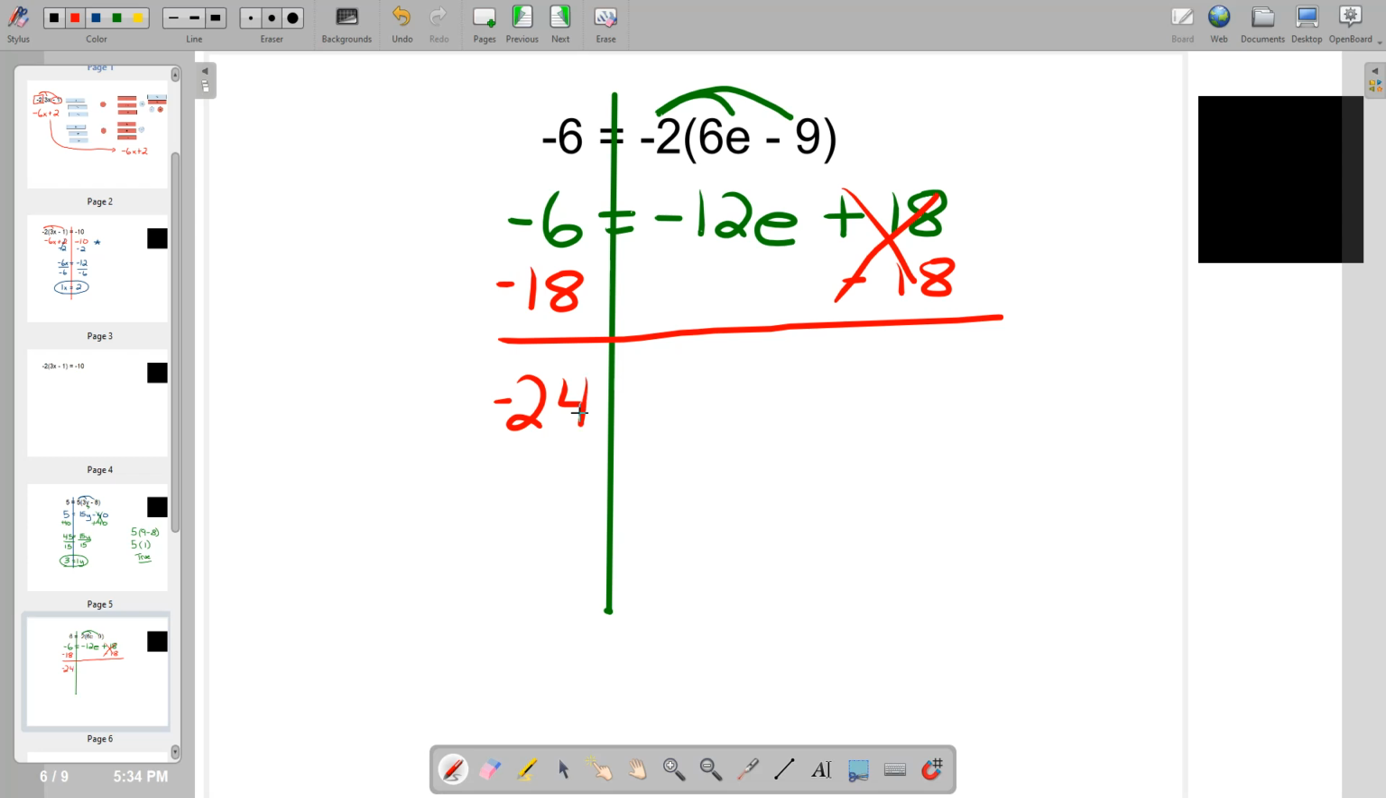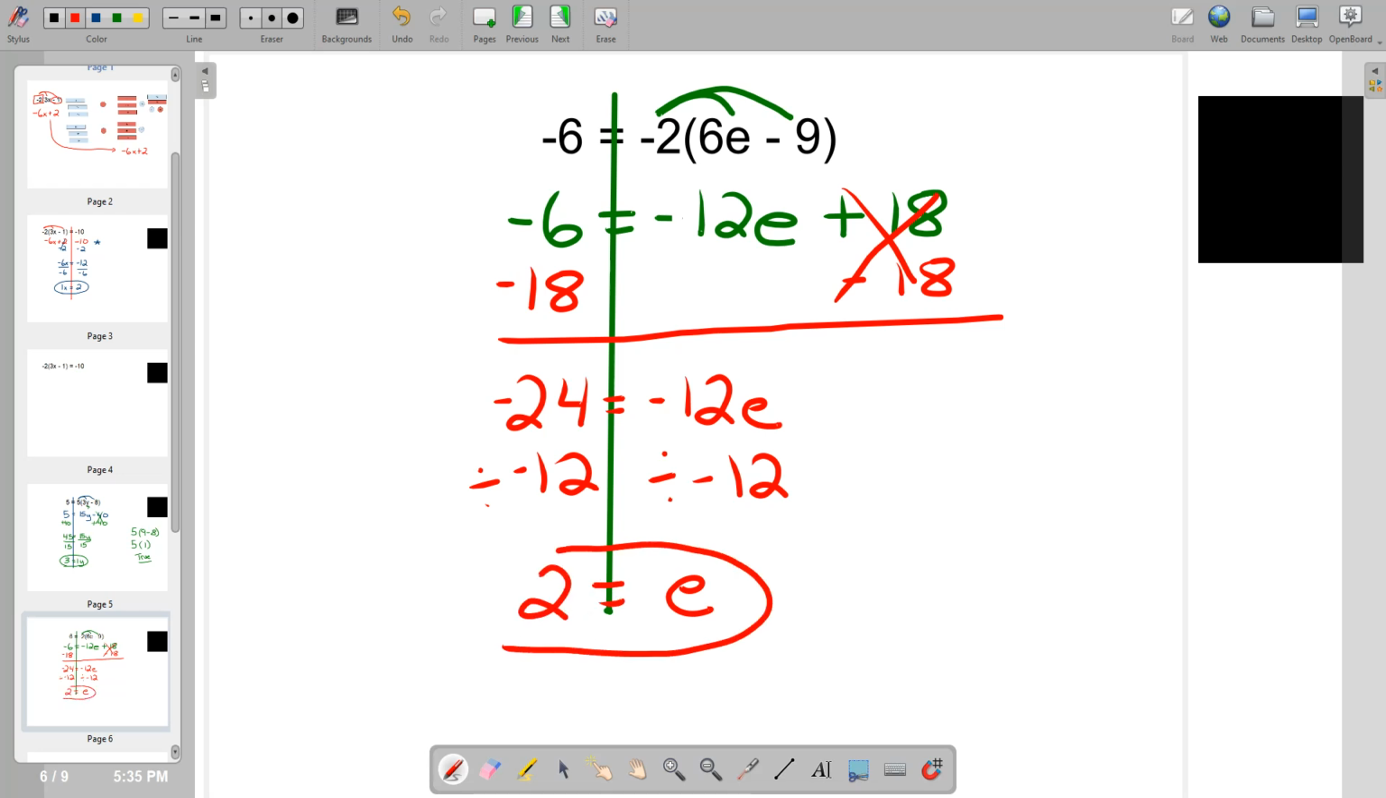Be careful with your negatives here because negative 6 and negative 18 combine to be negative 24. And then we have negative 12e is all that's left on this side. And then from here, we can divide everything by negative 12. Be careful with your negatives. And we will get e is equal to positive 2, which will be the end of our problem.